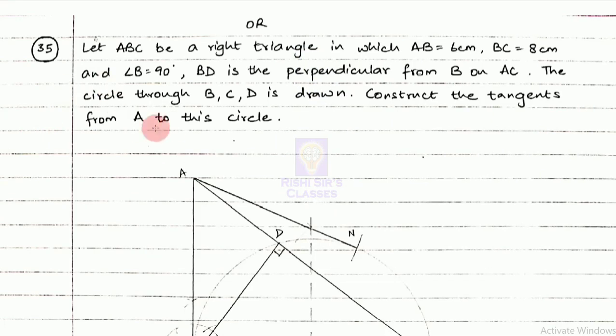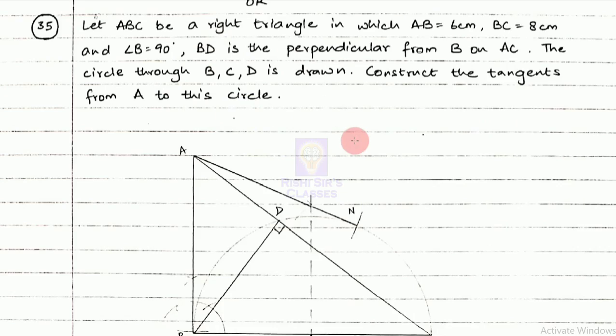Question number 35. Let ABC be a right triangle in which AB is 6 cm, BC is 8 cm, angle B is 90 degree and BD is the perpendicular from B on AC. The circle through B, C, D is drawn. Construct the tangent from A to the circle. That is question number 6 of exercise 11.2.